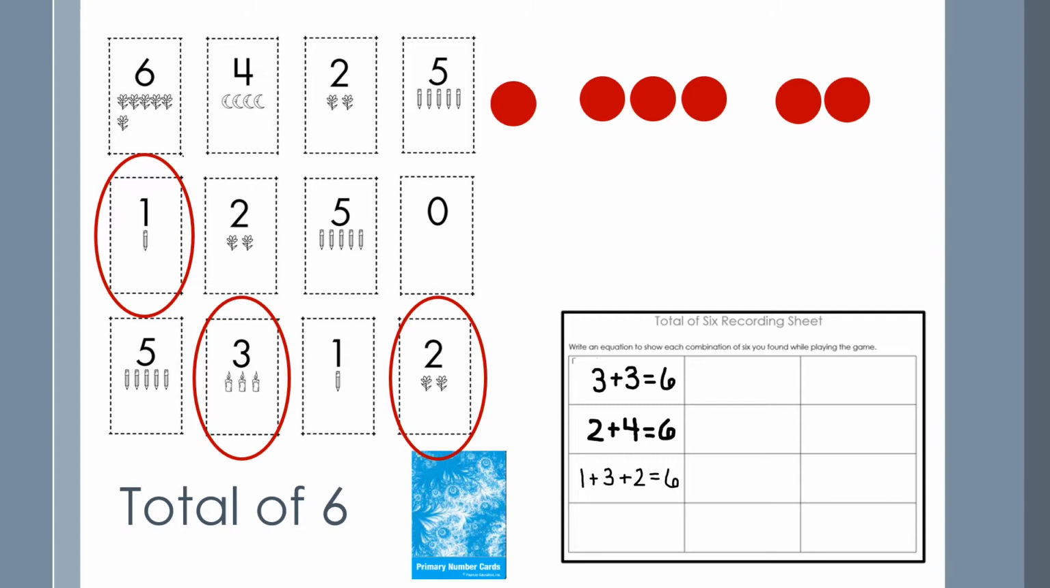Wow! I wonder if you can make totals of 6 with more than 3 cards. How could you use the 0 card in your combinations? Take a moment and share your thinking with someone nearby.